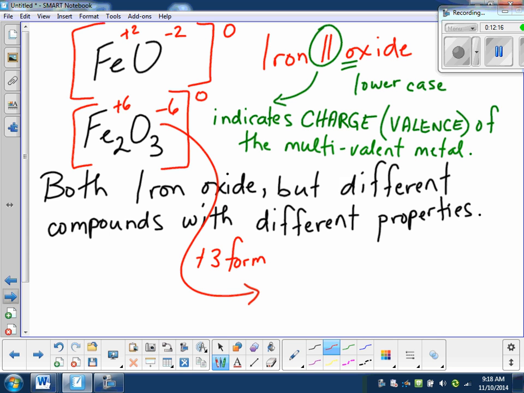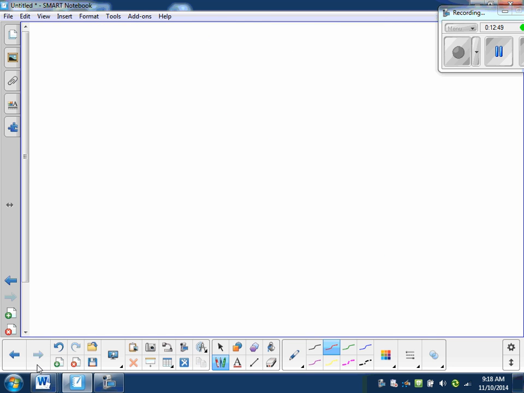The other one was in the +2 form. So can you tell me, someone tell me, what do you think the name of this oxide of iron is? Peyton? Iron 3 oxide. The Roman numeral tells you the charge. If it's a +3 form, then we name it iron Roman numeral 3 oxide. Okay? And that's how you name a multivalent metal. Let me give you a couple more.